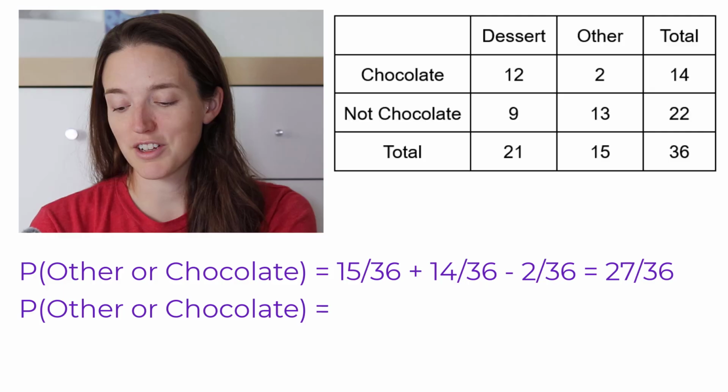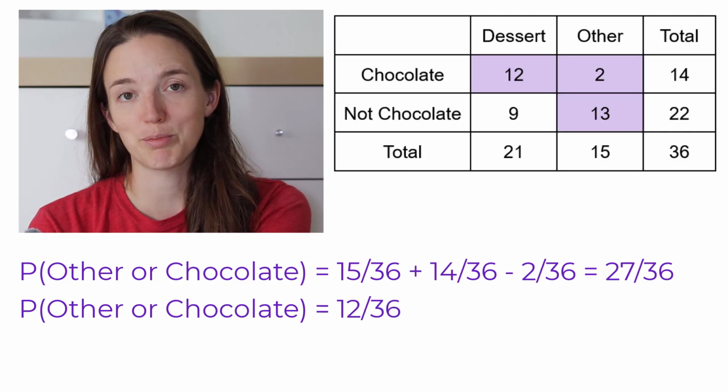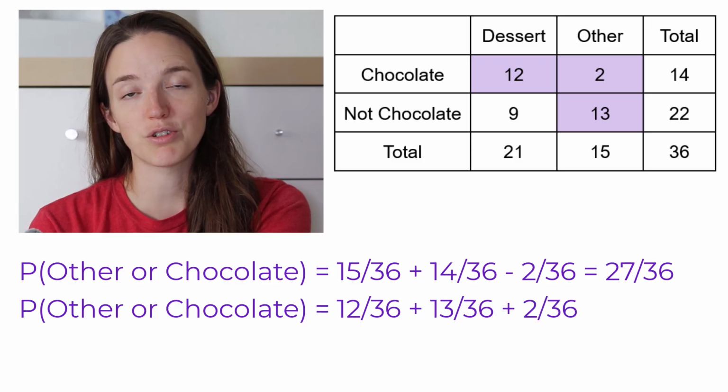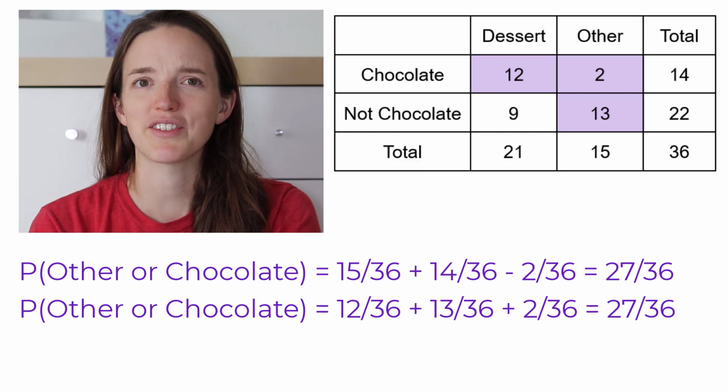The other way I could do it is look at the 3 cells that are chocolate or other or both, and that'd be 12 plus 13 plus 2, also 27. Yeah, also 27. I can count. So that's the general addition rule. It's got a fancy name for something that is kind of straightforward. Or means add. If you see or, you're going to be adding.